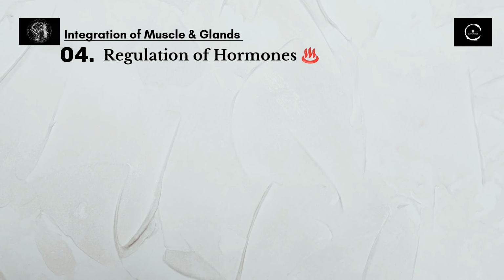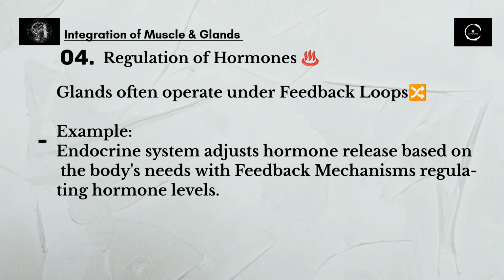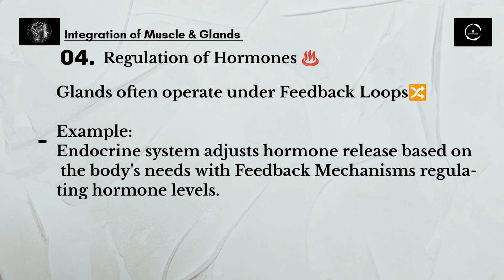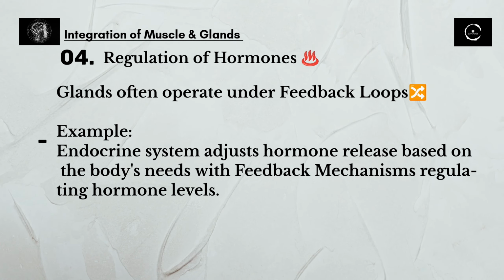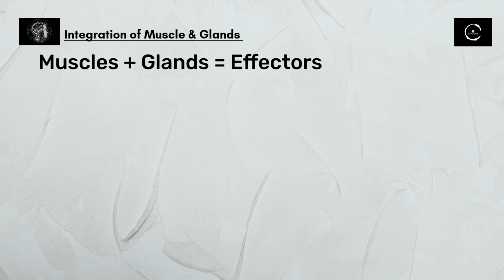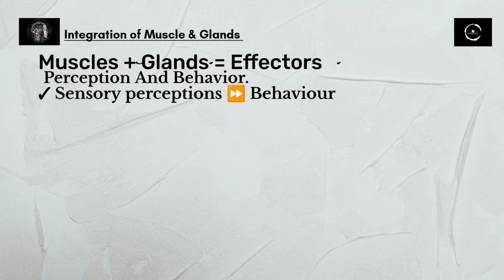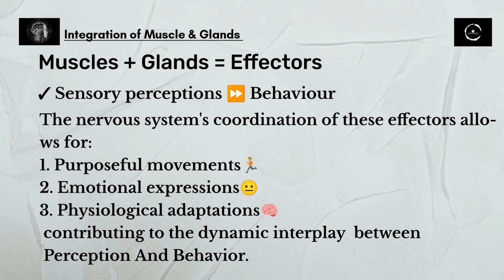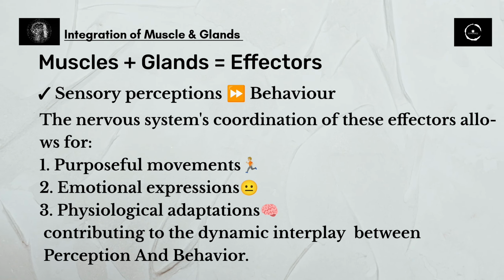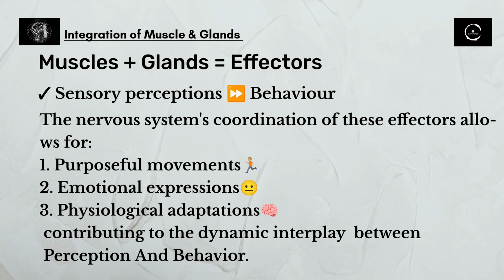Number 4, regulation of hormones. Glands often operate under feedback loops. For instance, the endocrine system adjusts hormone release based on the body's needs, with feedback mechanisms regulating hormone levels. In summary, muscles and glands serve as effectors in translating sensory perceptions into behavior. The nervous system's coordination of these effectors allows for purposeful movements, emotional expressions, and physiological adaptations, contributing to the dynamic interplay between perception and behavior.